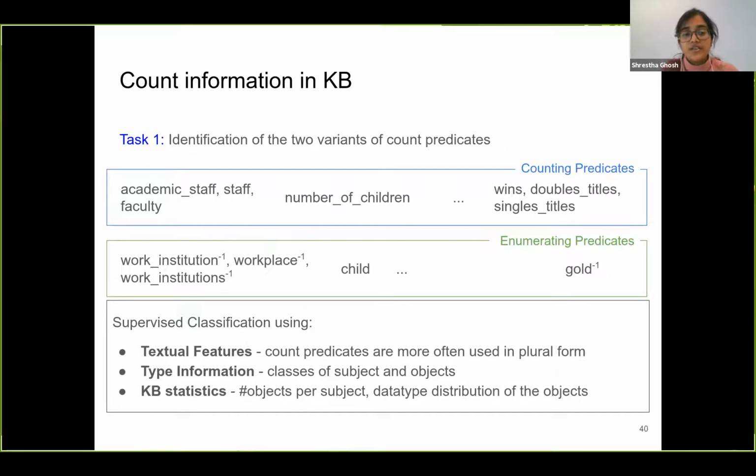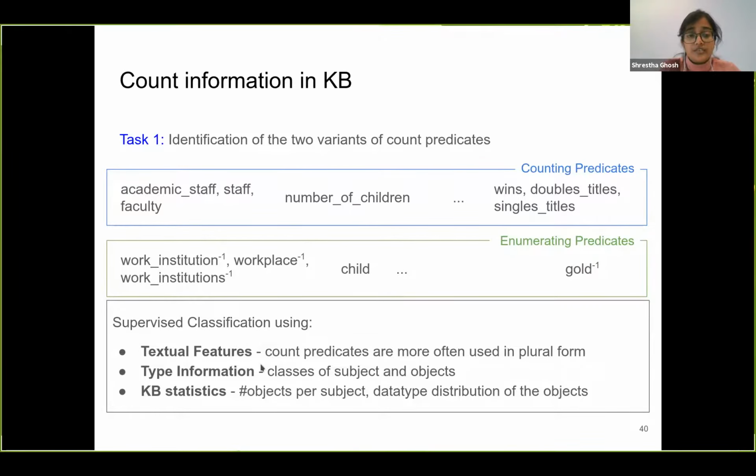So the first one is textual features. How do these predicates occur in natural language, and how are they used? So in the plural versus the singular form. A predicate like number of children has the noun phrase children, which is more in use than its singular form child, whereas functional predicates like birthplace or quasi-functional like nationality would be more popular in their singular forms.